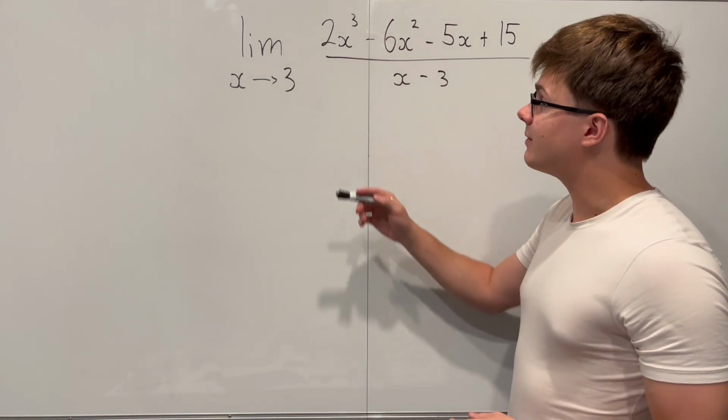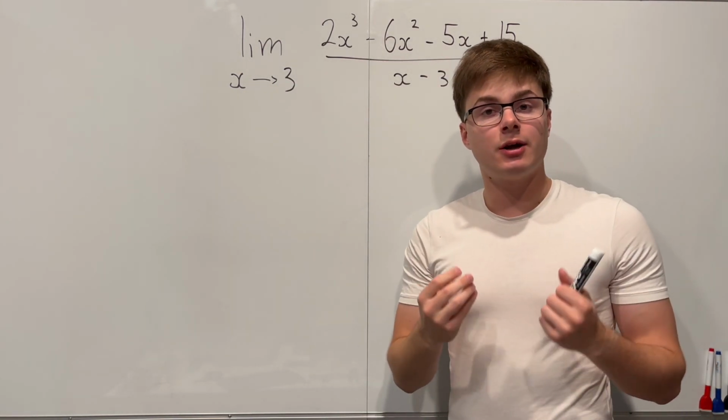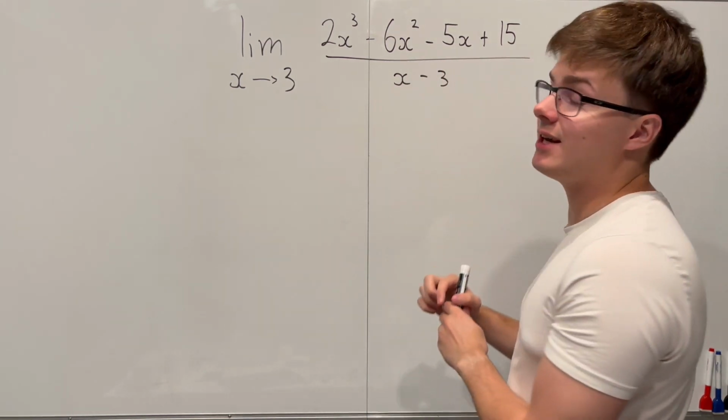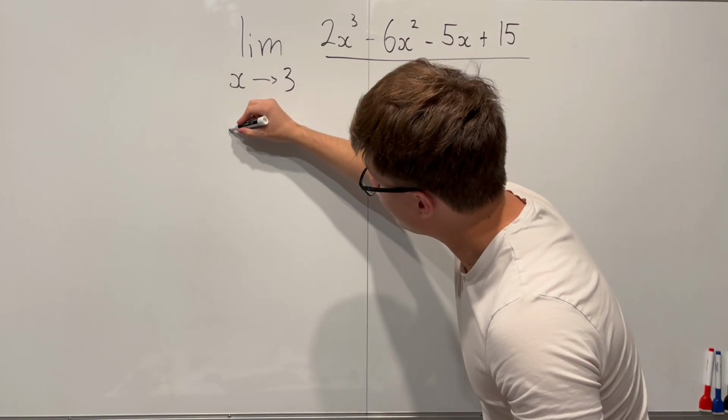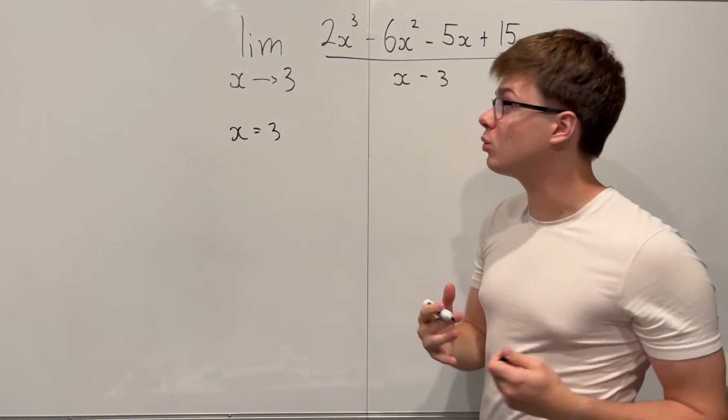What is going to be the limit as x approaches 3 for this function? Well, the first strategy we're going to employ is to do direct substitution. We're going to directly substitute into this function. We're going to say, well, if x approaches 3, what's going to happen when x is at 3? What's going to happen when x is equal to 3?